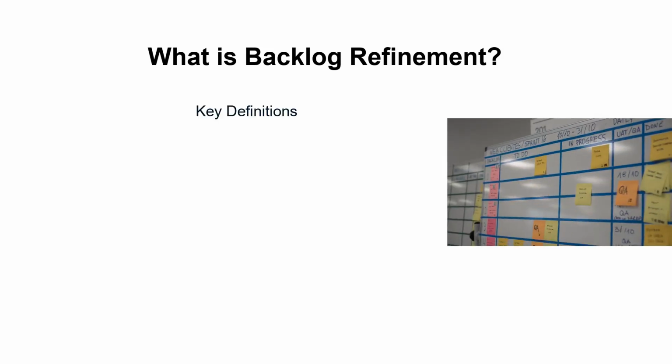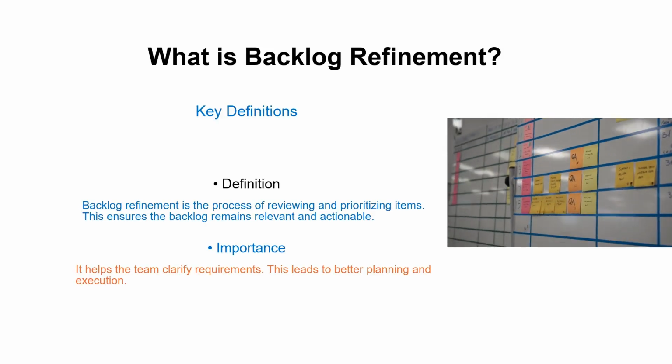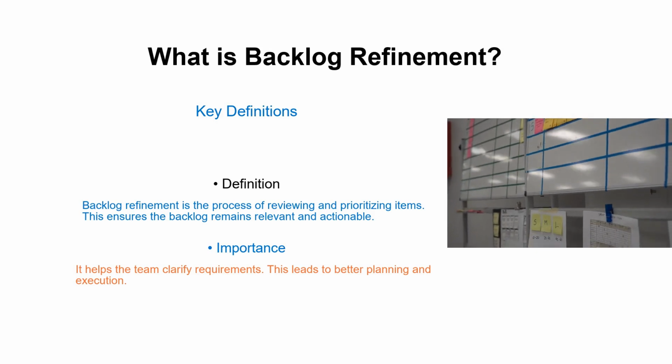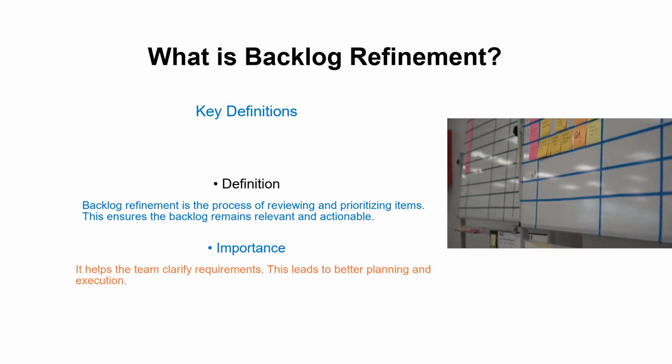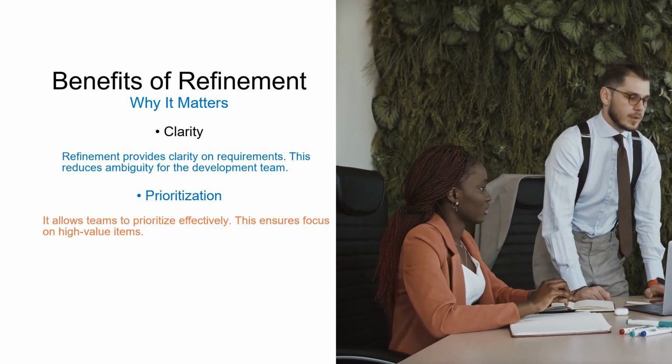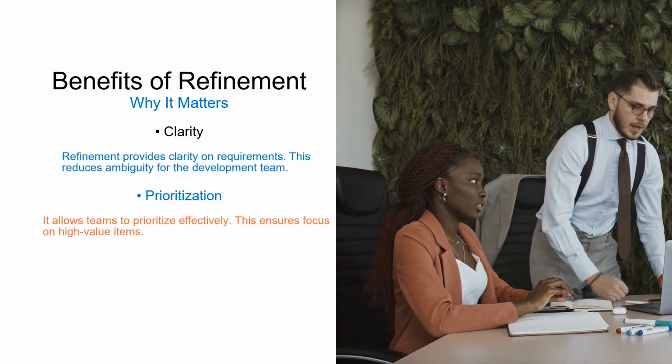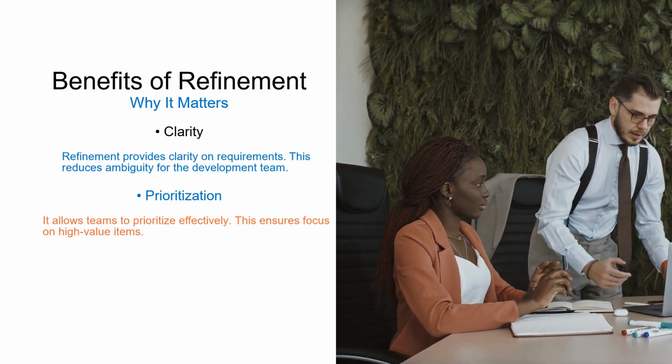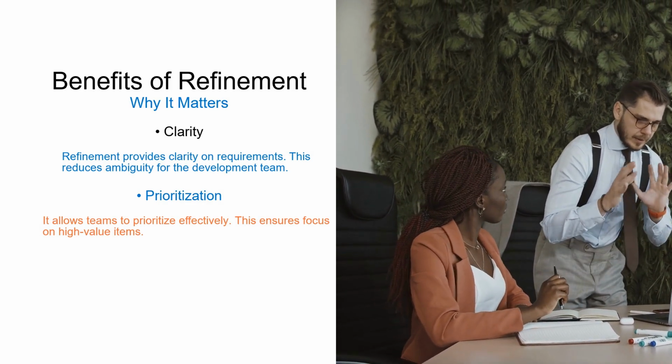Backlog refinement is a crucial process in Agile. It involves reviewing and prioritizing backlog items to ensure they are relevant and actionable for the team. Refinement offers several benefits, including clarity on requirements and effective prioritization. This reduces ambiguity and ensures the team focuses on high-value items.